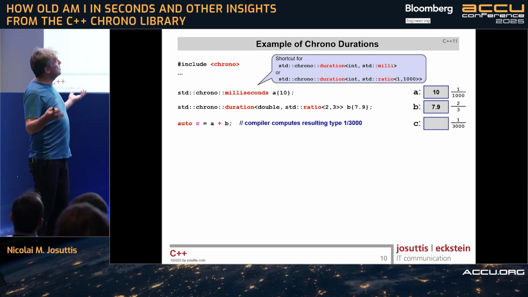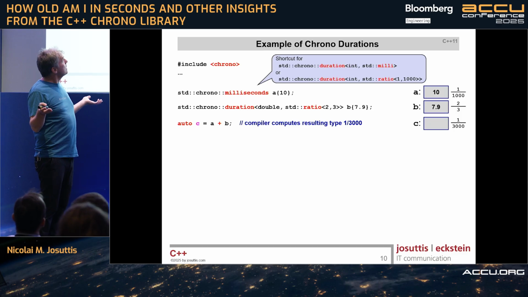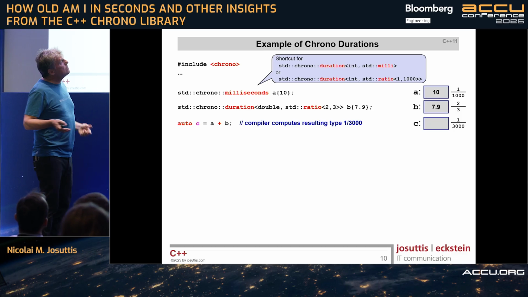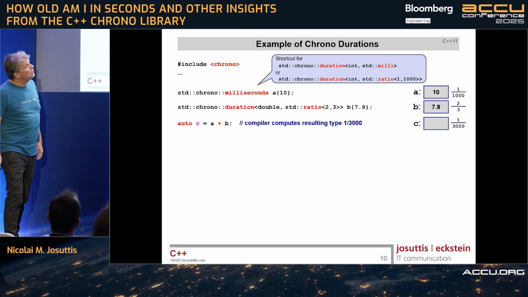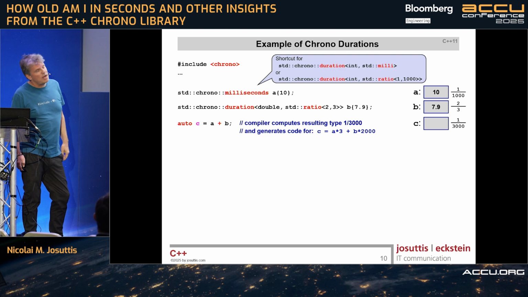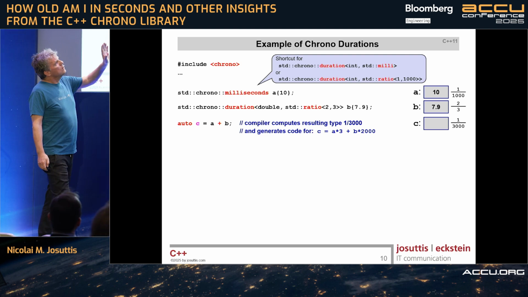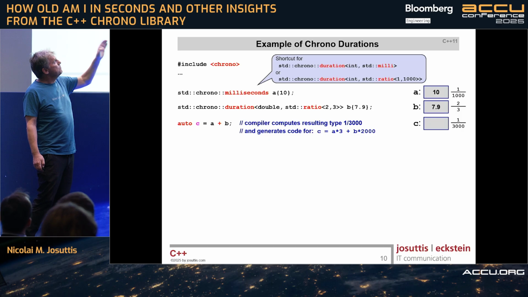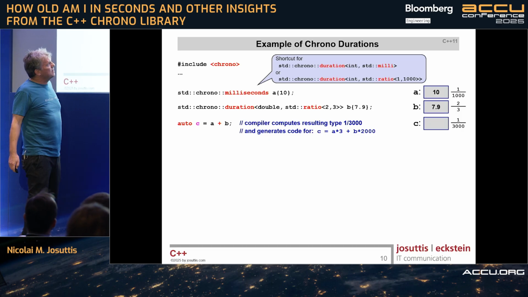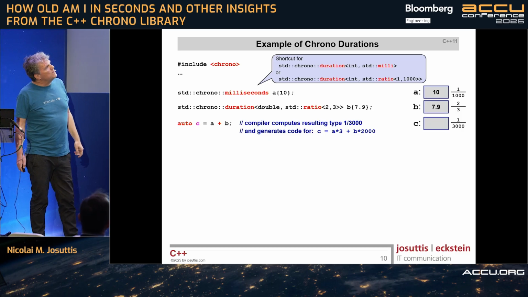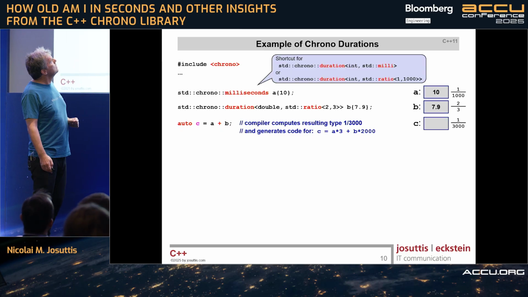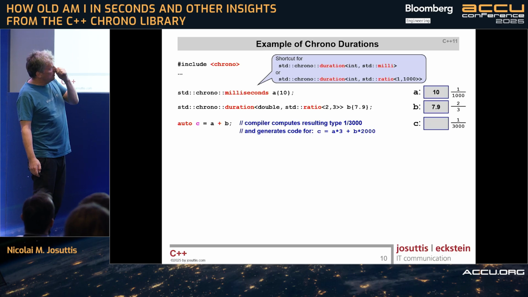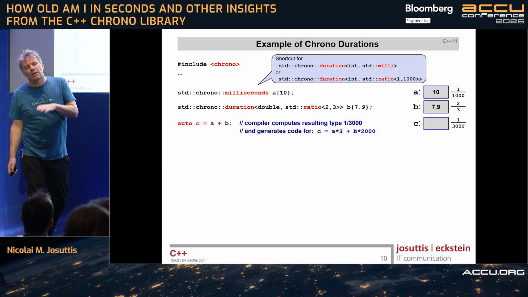So what is the common unit of both? The compiler will find out at compile time. So the type of C uses 1/3000th of a second, because we have to add both, and that means the runtime computation that is generated is: compute A times 3 and add B times 2000, because that's the exact value. For A, we multiply the denominator by 3, so we also have to do that with the numerator. And for B, we multiply the denominator with, the denominator, that's the word, sorry.